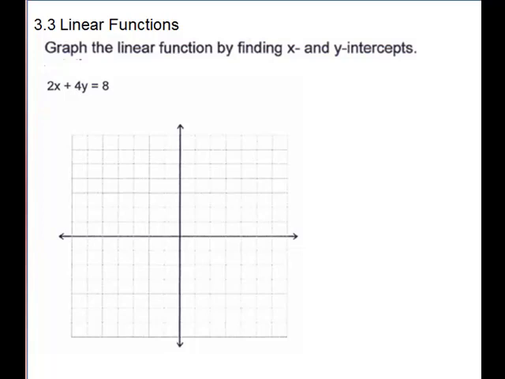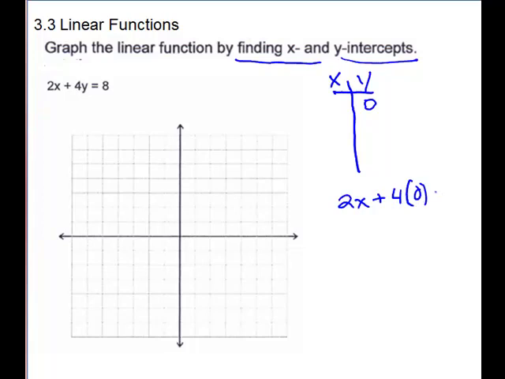The next problem asks us to graph the linear function by finding the x and y intercepts. And here is our equation or function. And remember, to do that, you plug in zeros. So if we want the x-intercept, we plug 0 into y. So 2x plus 4 times 0 equals 8. This is gone. 2x equals 8. Divide by 2, x equals 4. So we have 4, 0. 1, 2, 3, 4, 0.